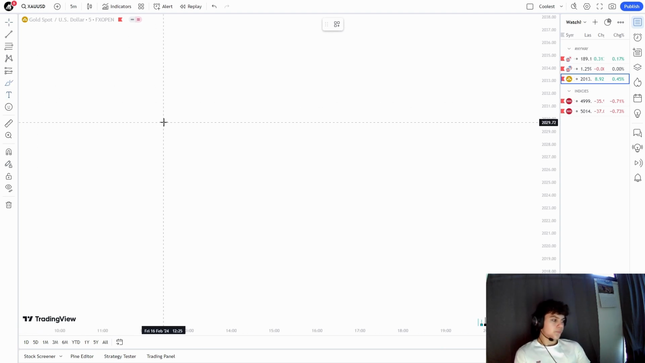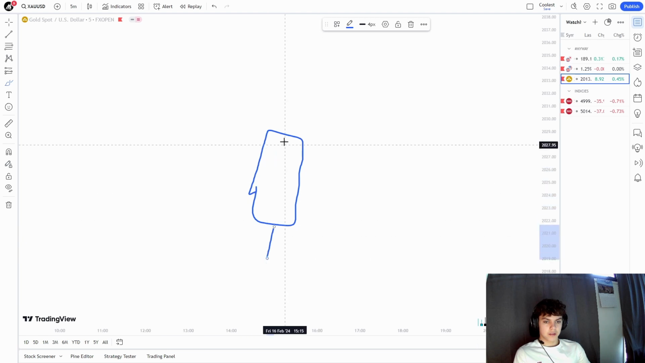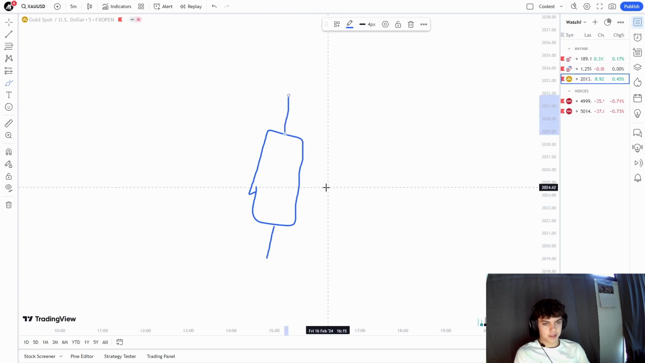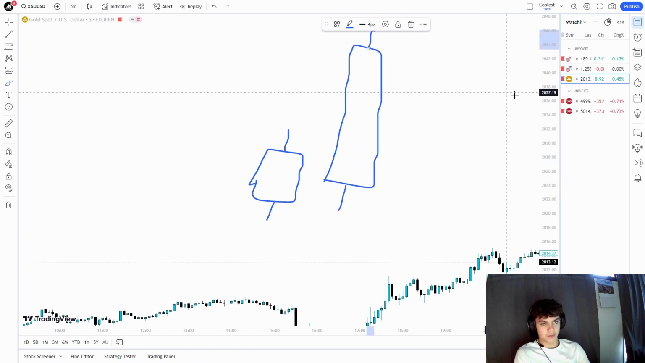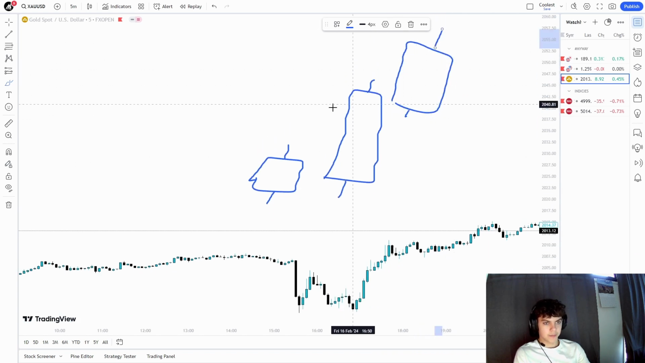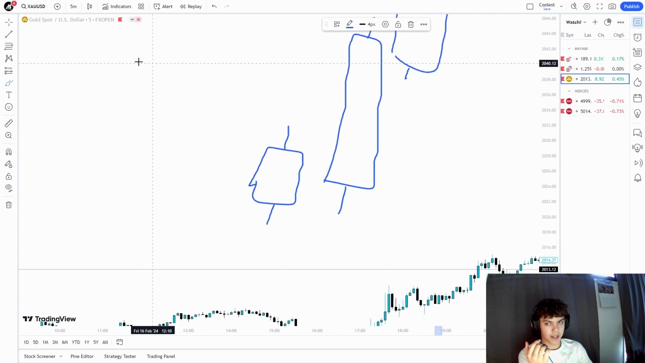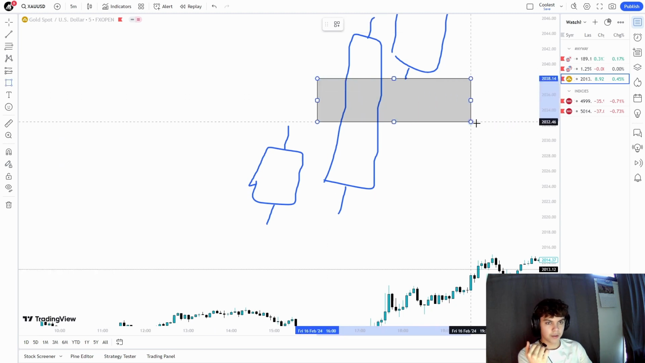Okay, let's say these are all up candles. Let's say 3 up candles right here. I know this is kind of goofy, but whatever. As you can see, the middle one, the biggest one, is a gap. It's a fair value gap, aka an imbalance. So what would I do? I would mark it out like this.